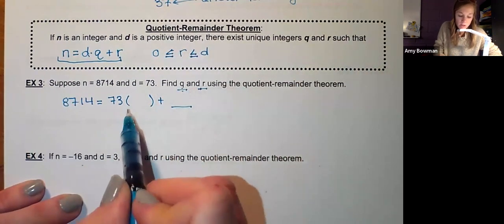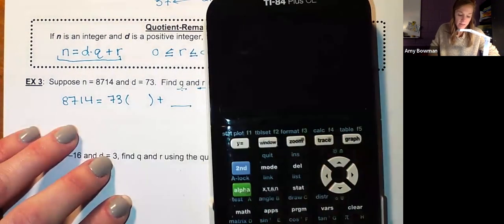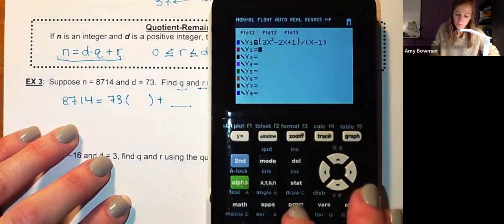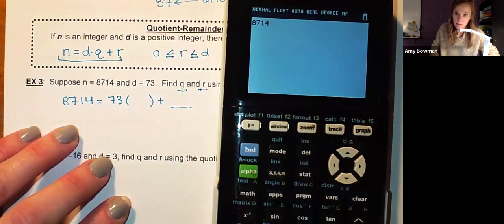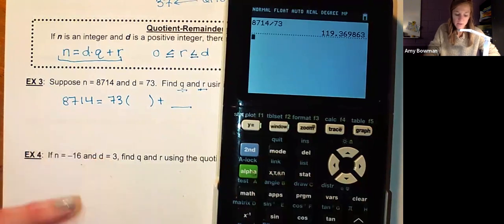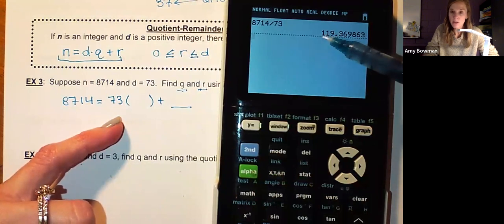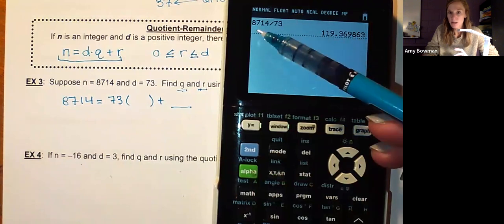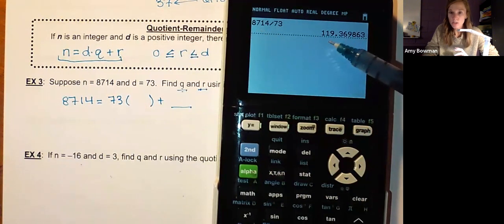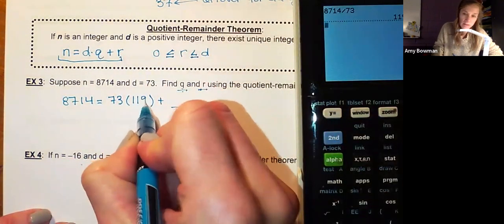So the quotient is just going to be the highest whole number of times 73 goes into 8714. So to figure that out, all we have to do is do 8714 divided by 73. It's going to be a decimal because 73 isn't a factor, but this is 119 point whatever. So this means 119 times is the whole number of times 73 can go into 8714. So my quotient is going to be 119. Then we just need to find the remainder.